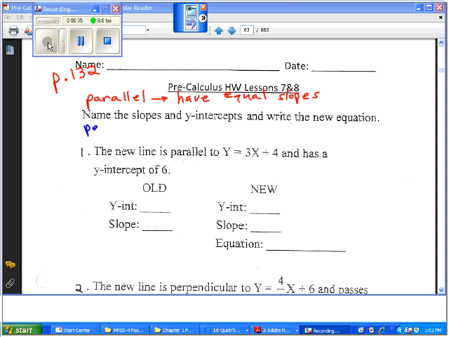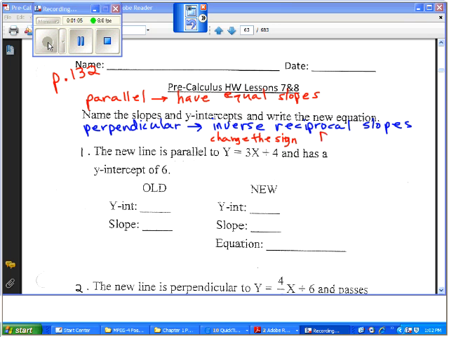And then perpendicular lines have inverse, from the word additive inverse, reciprocal slopes, multiplicative inverse. So they have inverse reciprocal slopes. The inverse part means change the sign. The reciprocal part means flip it over.